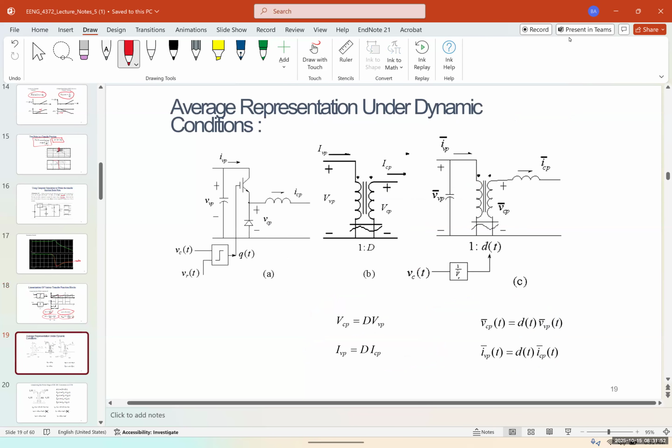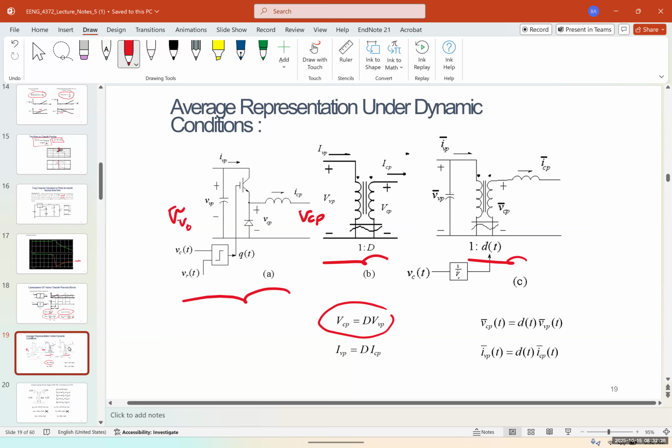For the average representation under dynamic conditions, we again have the model that we discussed in the previous class. Here V_CP is the output voltage, I'm sorry, and V_DP is our input voltage here.